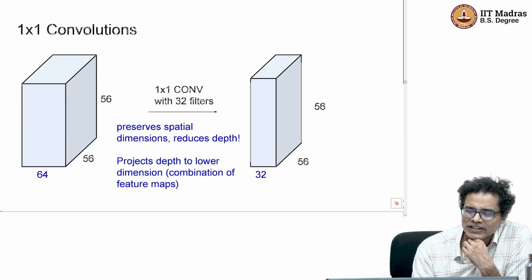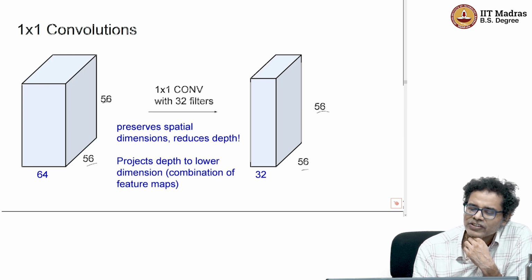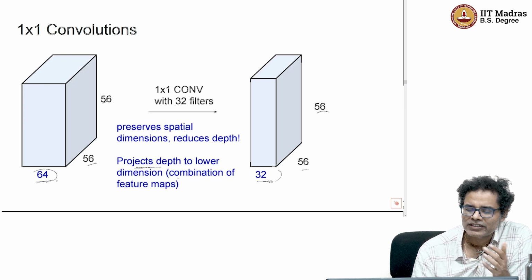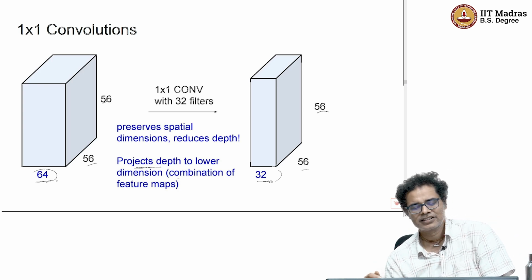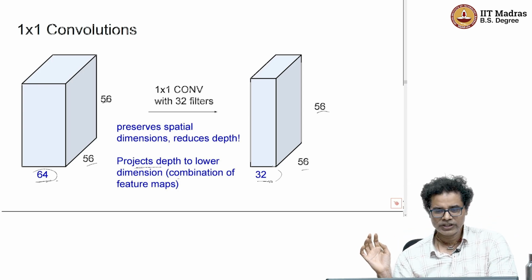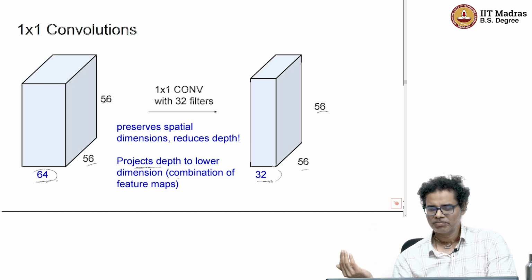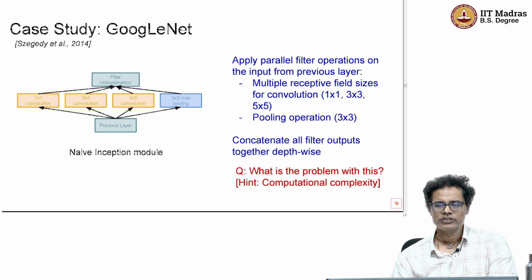It preserves spatial dimensions, which is 56 cross 56, but it reduces the depth, right? I mean, it can increase also, but generally we are interested in reducing. So it projects the depth. Depth goes from 64 to 32. It projects this channel dimension to a lower dimension, which basically means that you're combining the 64 feature maps to get 32 feature maps. So it's a dimension reduction along the feature direction. That is what 1 cross 1 convolution is doing. Basically it is for reducing depth, which will reduce the computation.